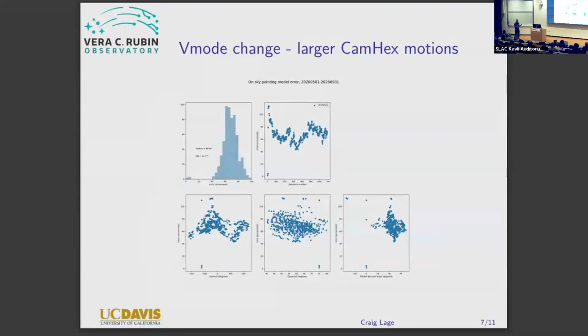When we do these AOS corrections, moving the hexapods or tilting the camera, tilting M2, all of those things move the image.